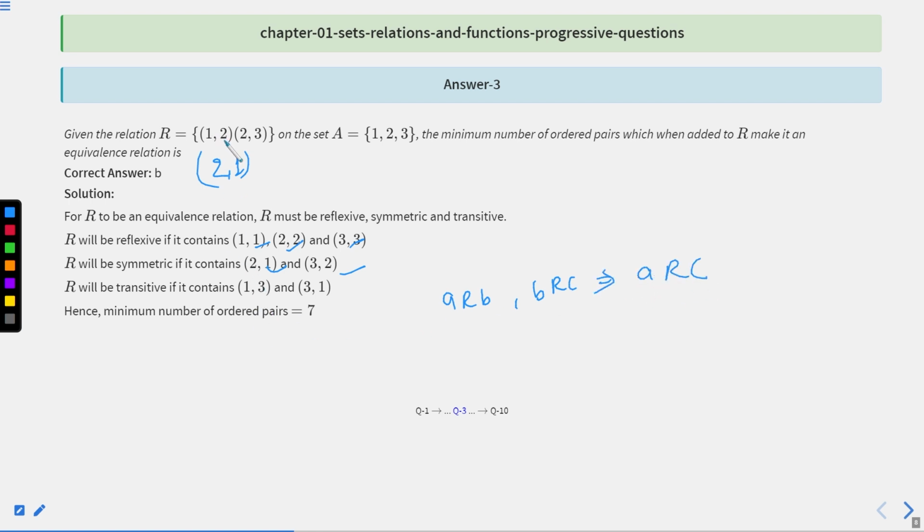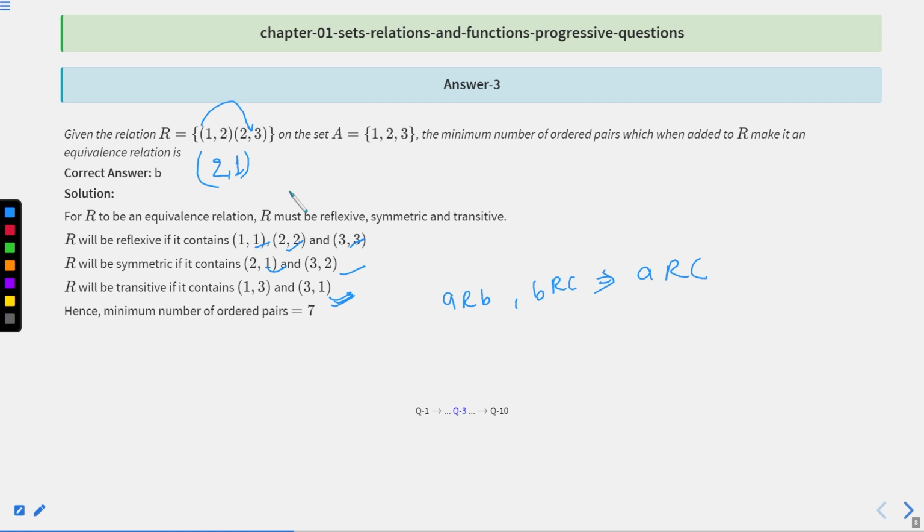So (1, 2) is present, (2, 3) is present, right? So (1, 3) must be present, right? Now (1, 3) is present. Now (3, 1) should also be present to make it transitive.